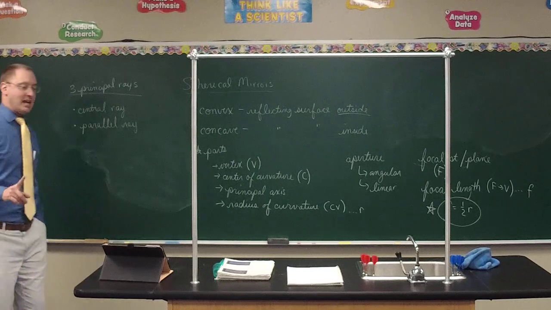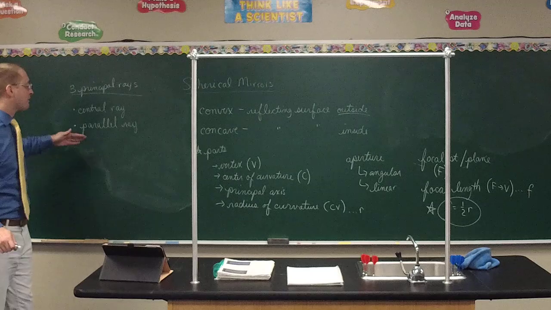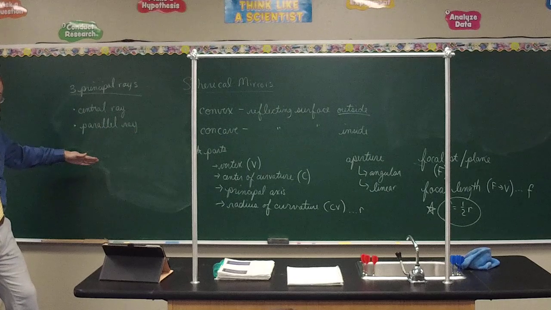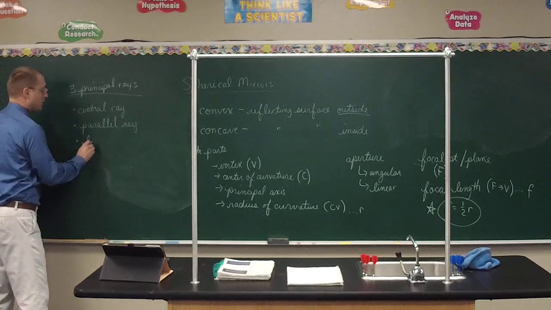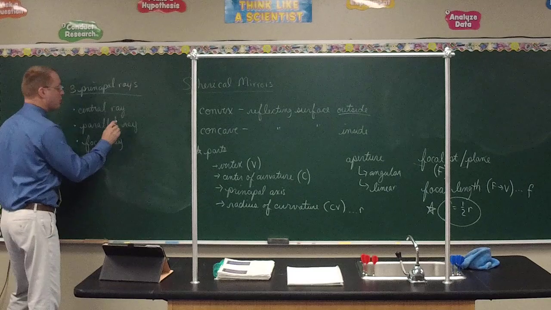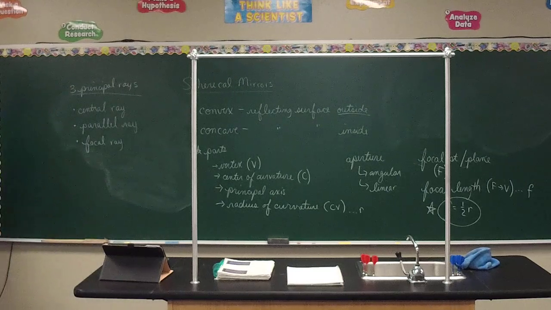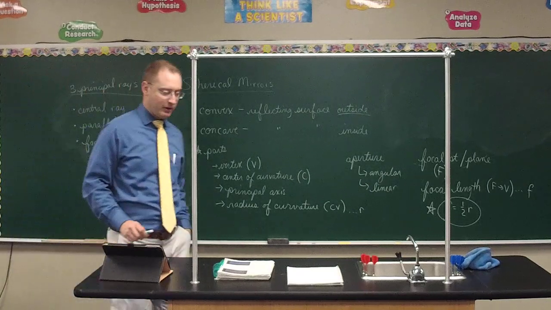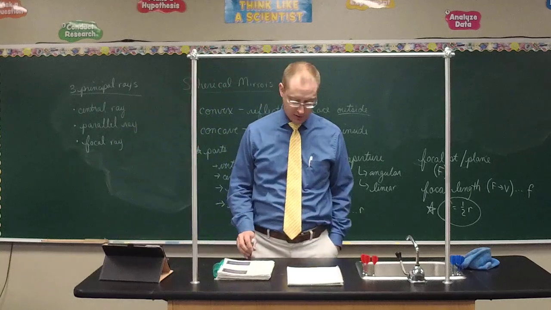All right, the last ray is basically the opposite of the parallel ray. Instead of starting parallel to the principal axis and reflecting through the focal point, the focal ray can be drawn through the focal point and reflecting parallel to the principal axis. It's basically the reverse. So the focal ray can be drawn through the focal point, reflecting parallel to the principal axis.